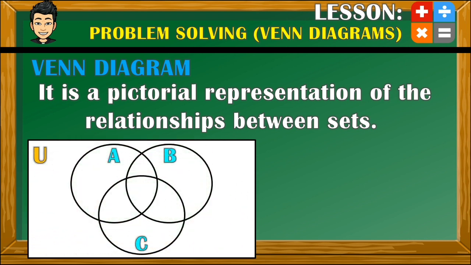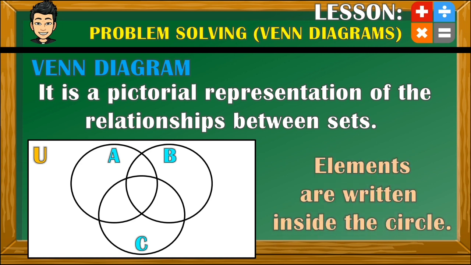So again, the rectangle represents the universal set, while the three circles represent the three given sets, namely set A, set B, and set C sa example na to. Also, dapat tandaan that elements are written inside the circle. Pero in some cases, may mga elements na nakasulat outside the circles. Yung mga elements na to, they are written outside the Venn diagram because they are not part of the three given sets.